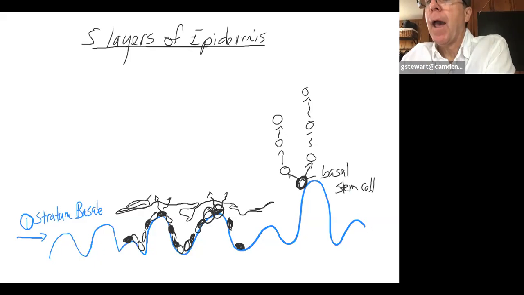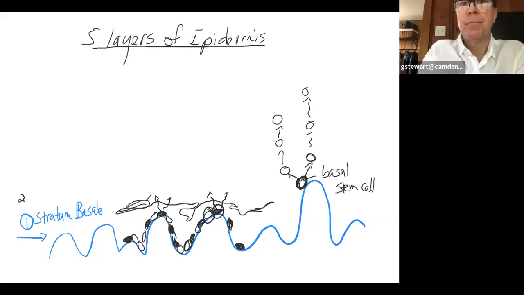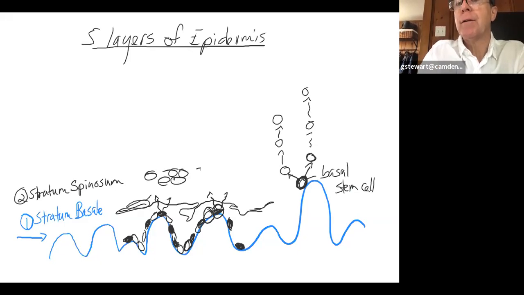And this cell, which is now in the stratum spinosum, it's still a living cell at this point. It's several cell layers thick. So these are all new living cells that those stem cells have produced, okay? So now we're in the stratum spinosum, cells are still alive.